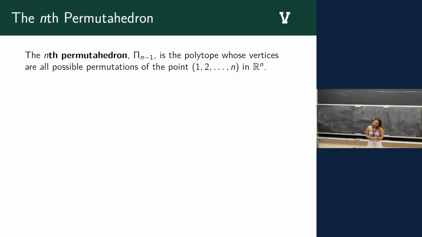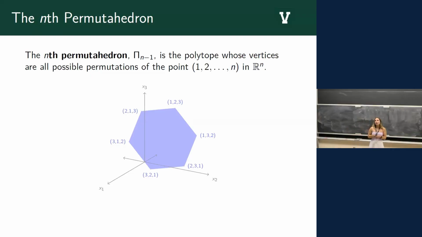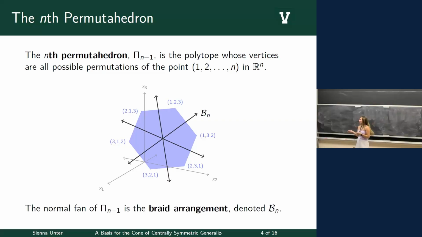Okay, very special kind of polytope, the nth permutahedron, or it's actually not full dimensional, so often denoted pi subscript n-1. It's just the polytope. You take the convex hull of all vertices that are all permutations of the point 1, 2, up to n. Here is the two-dimensional permutahedron, which is actually the third permutahedron, and you can see that it's a hexagon sitting in 3-space. And if I take its normal fan, actually a very special name, when you have the normal fan of the permutahedron, it's called the braid arrangement.